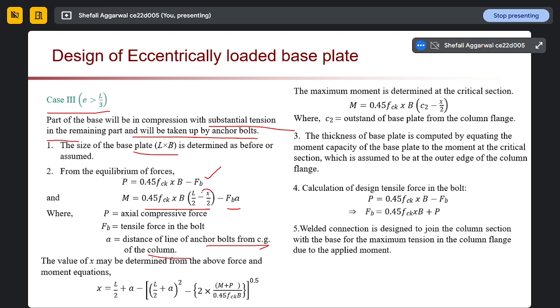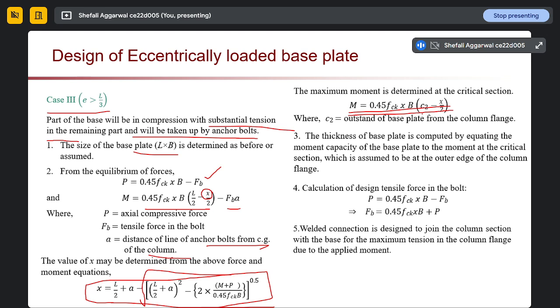So this value of X can be determined from this equation. If we rearrange this equation, our X value can be calculated as L by 2 plus A, into the full bracket L by 2 plus A squared minus 2 into (M plus B) upon 0.45 FCK B, whole under root. After calculating this X value, the maximum moment is calculated at the critical sections. So this was the moment at the equilibrium section, and this is at the critical section.